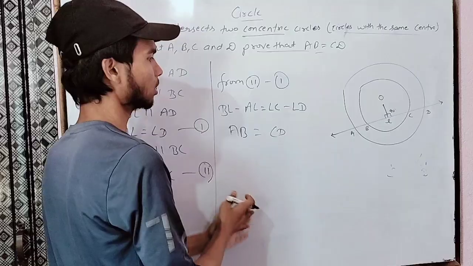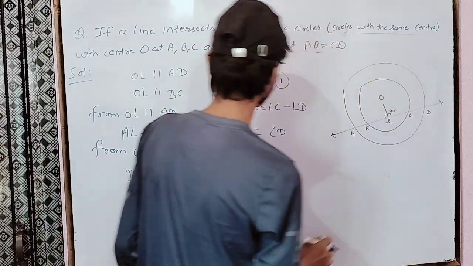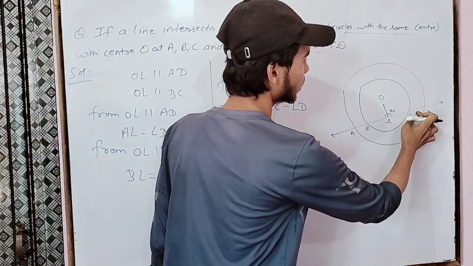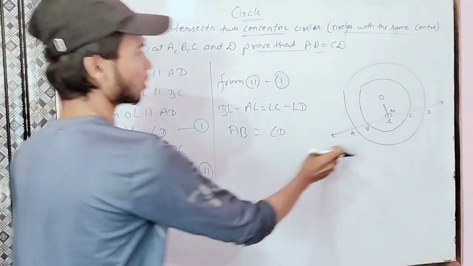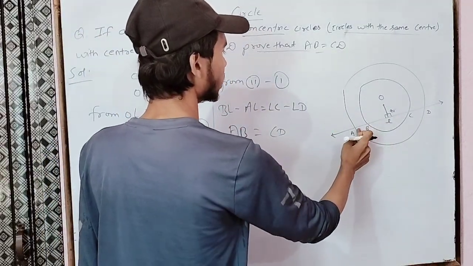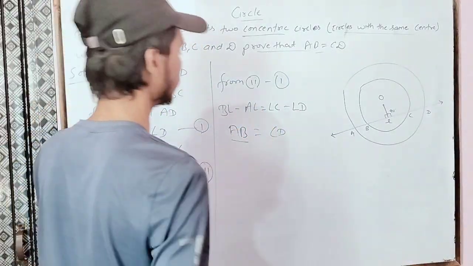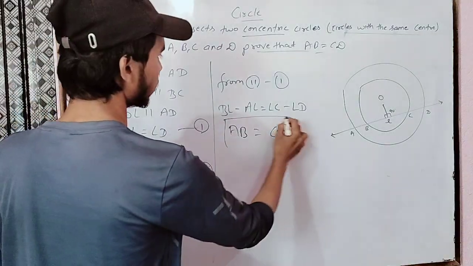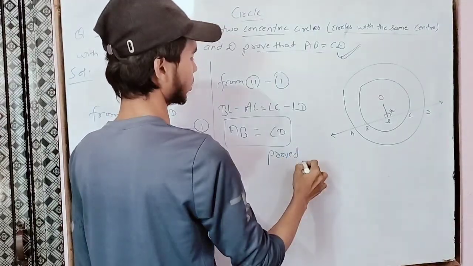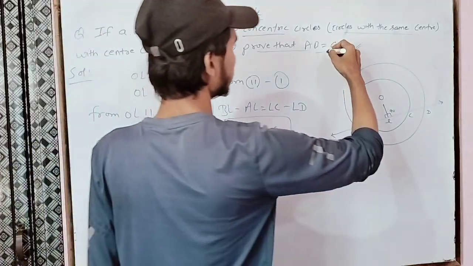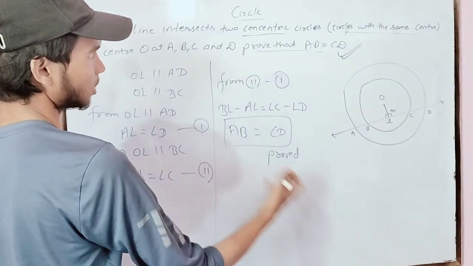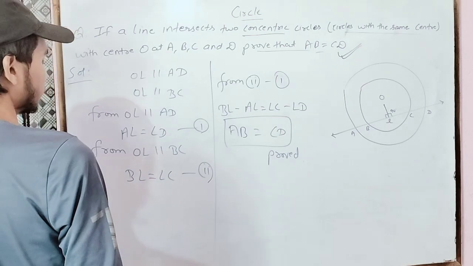We have subtracted. LC will go on from LD, and CD will be left. Same here, BL will go from AL, then AB will be left. So finally we have proved that AB equals CD. This is what we had to prove, and we have proved it. You can see.